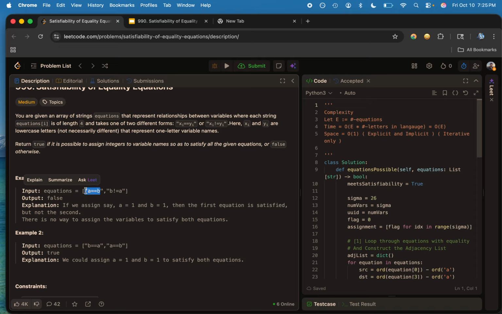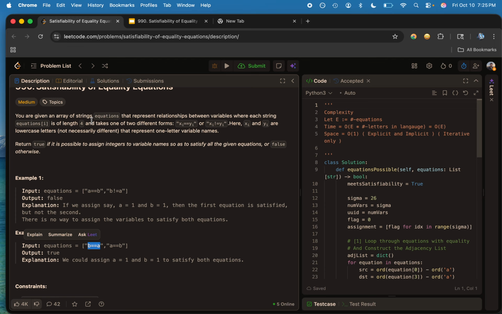but not the equality. In the second example, b equal to a equal to b, no matter what value we assign to a and b, as long as both of them have the same value, 1, 2, or -1, we satisfy both equations.